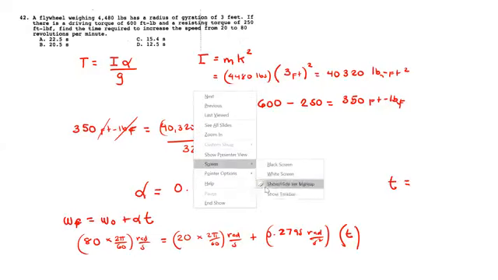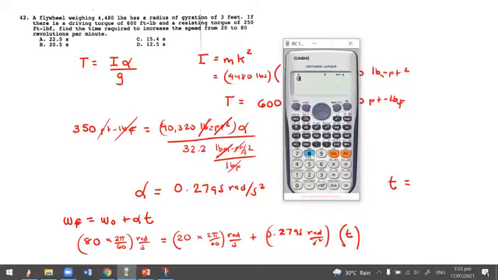So shift solve na natin to. 80 times 2 pi over 60 equals 20 times 2 pi over 60 plus 0.2795 times x. So shift solve. Shift solve mo ko 7 point. Ilan?